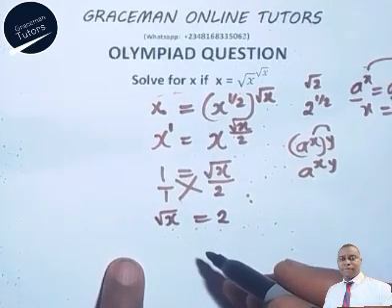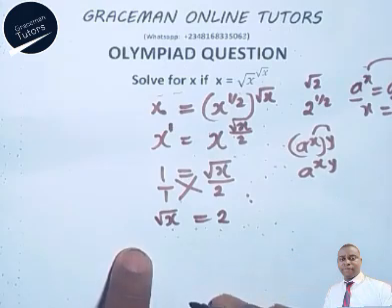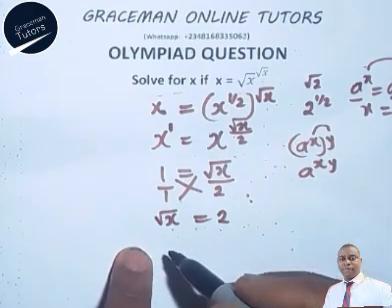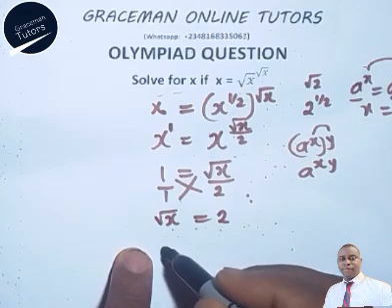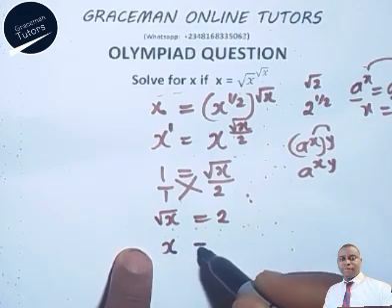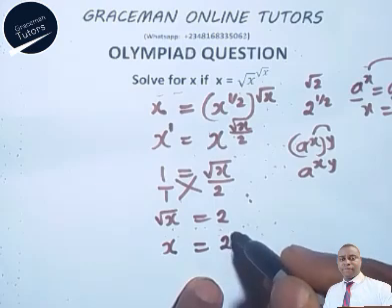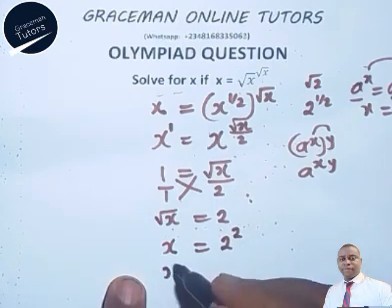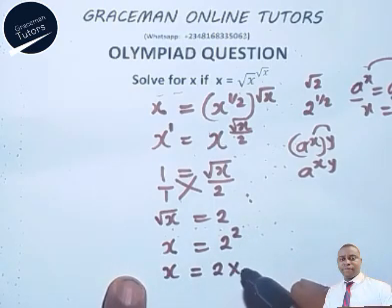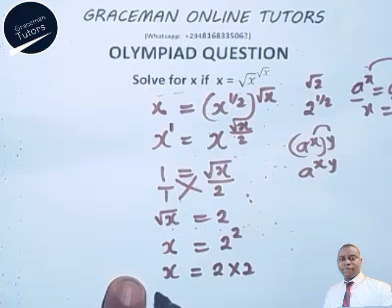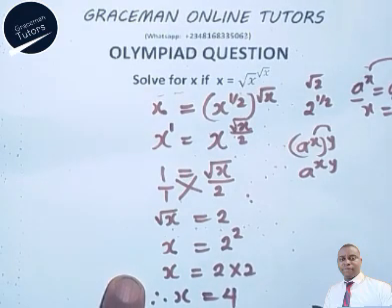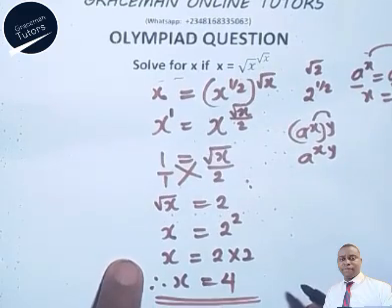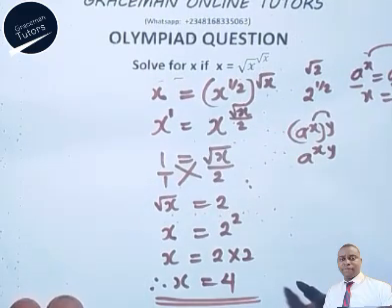The next thing now is we are going to square both sides in order for us to remove the square root on x. So squaring both sides, we now have x equal to 2 raised to the power of 2. Now what is 2 raised to the power of 2? That is 2 multiplied by 2. So therefore x is equal to 4. So the solution to this question is x equals 4.